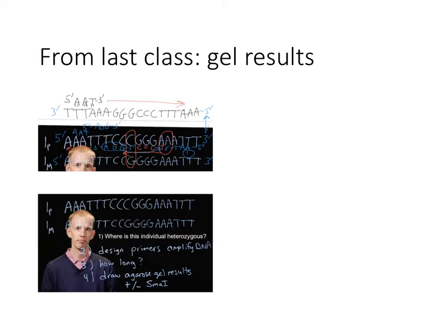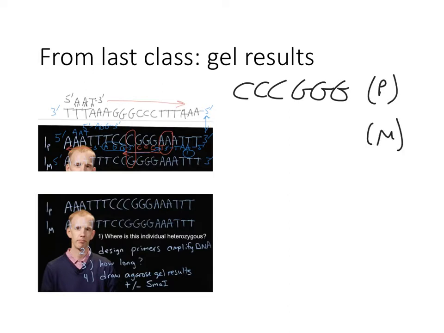What's special about GGGCCC? That sequence. So there's a single nucleotide polymorphism in that sequence. So we have one chromosome, the paternal chromosome has CCCGGG. That's paternal. And the maternal version has this mutation in it that makes it CCGGGG.